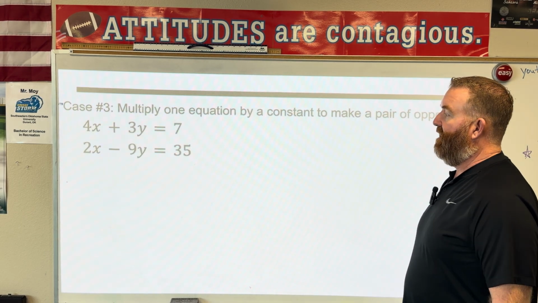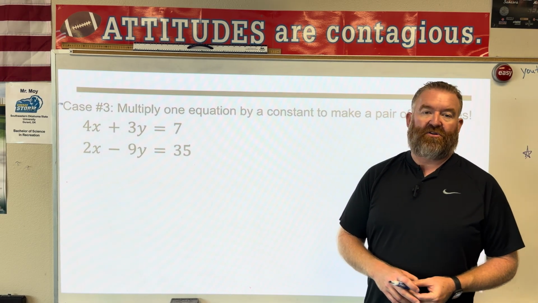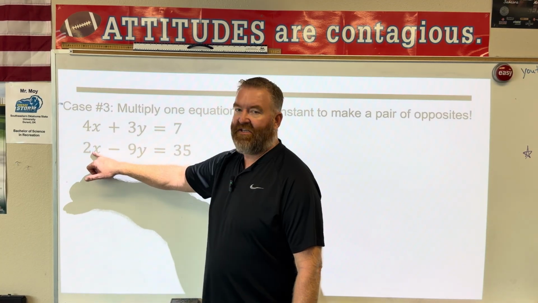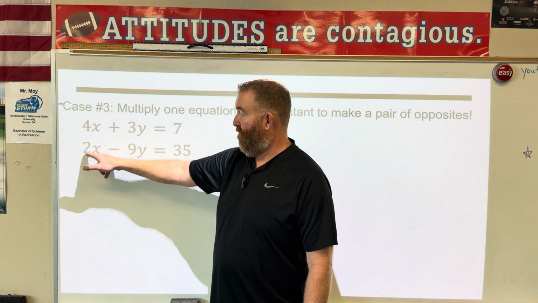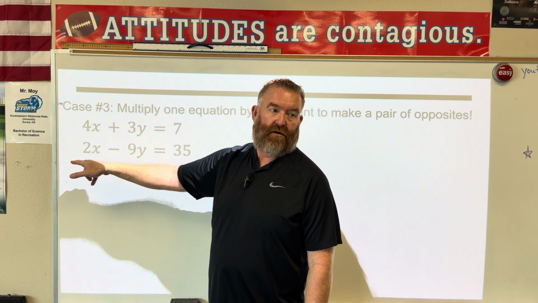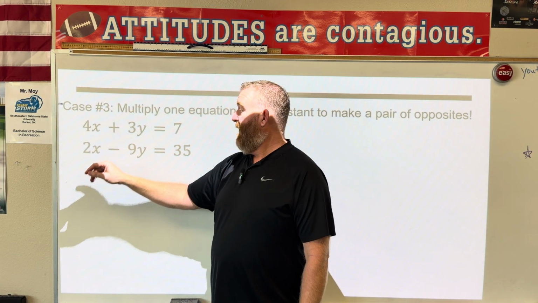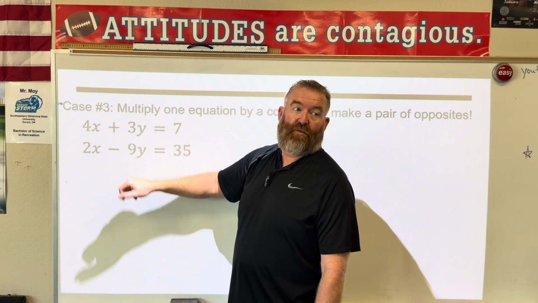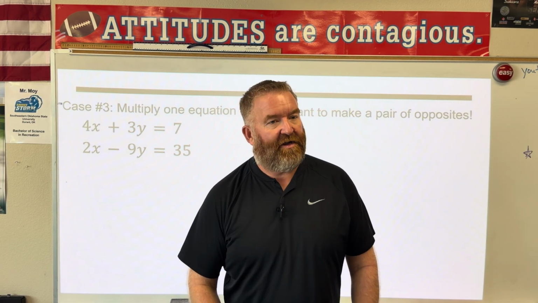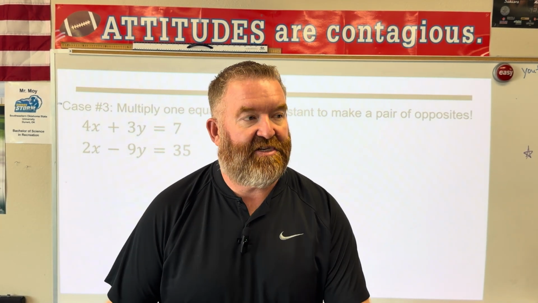Case number 3. You've got 4x plus 3y equals 7. And then I've got 2x minus 9y equals 35. Now, here's what I like. I very easily could cancel out the x's. Would you agree? I can make that a negative 4x. How do I make a 2 a negative 4? Times negative 2. I can multiply the entire equation times negative 2, and that would cancel that out. Or I can multiply the top equation by 3, and then what would cancel? The y's, because that would be a positive 9y and a negative 9y. So it doesn't really matter what you do. As long as you do it to both sides, you're still going to be okay.